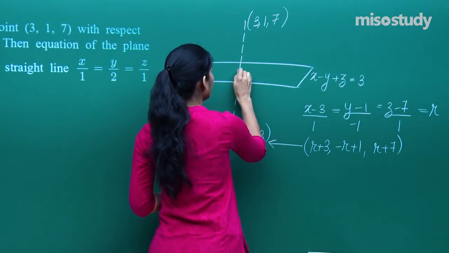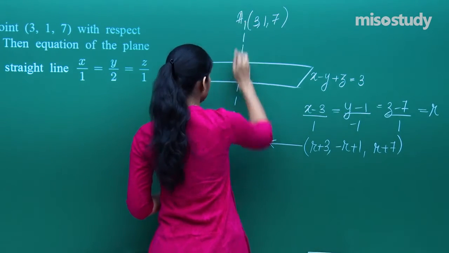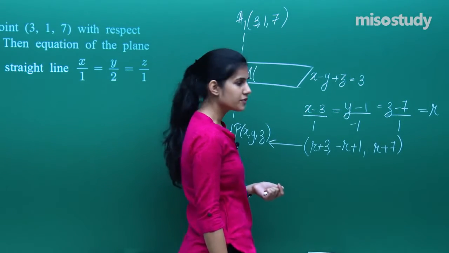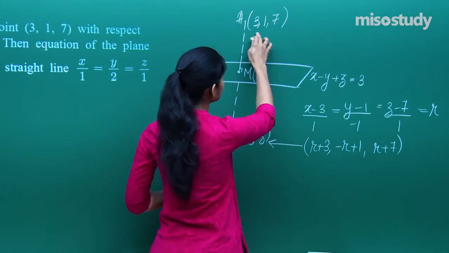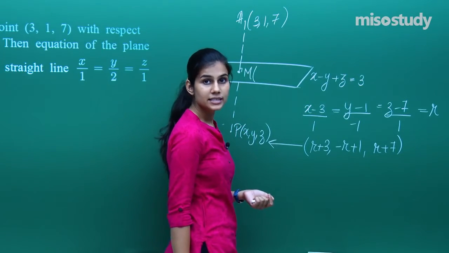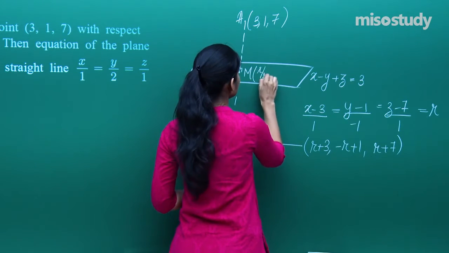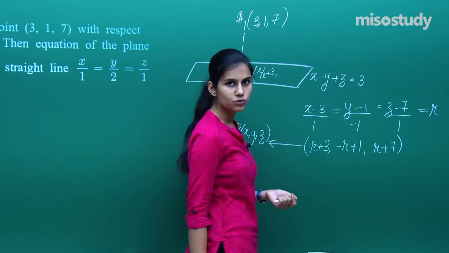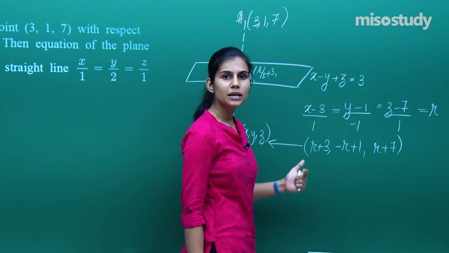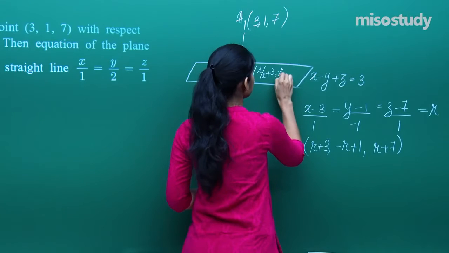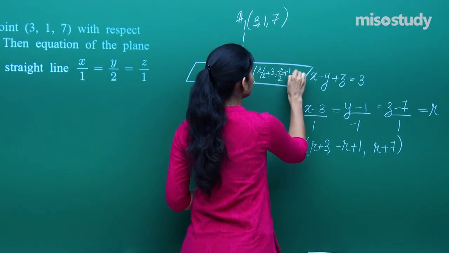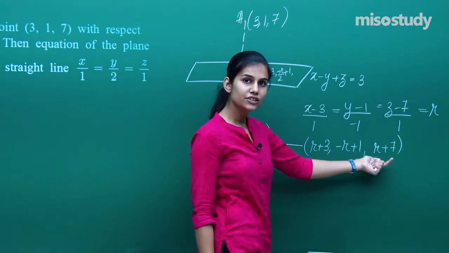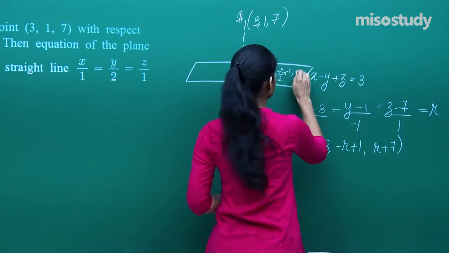Talking about the midpoint of this particular segment, say AB or AP, say M is the midpoint. What will be the coordinates of the midpoint? It will be (r plus 3 plus 3) by 2, so (r plus 6) by 2, which is r by 2 plus 3, comma (minus r plus 1 plus 1) by 2, so (minus r plus 2) by 2, which is minus r by 2 plus 1. And then you have (r plus 7 plus 7) by 2, which is r by 2 plus 7.